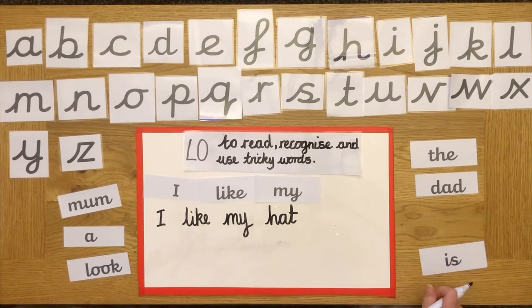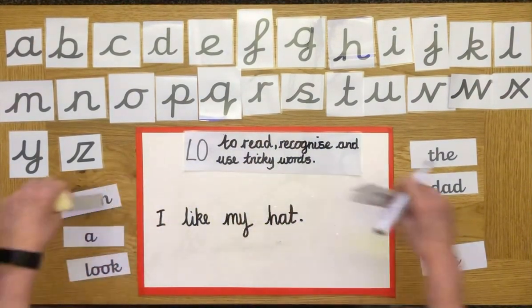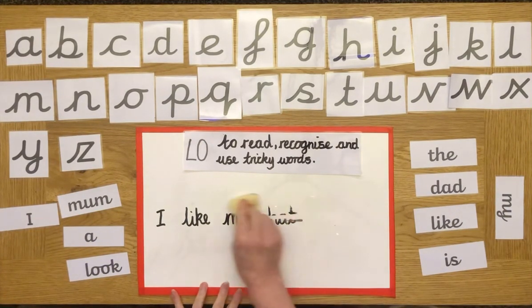Right, is that a finished sentence? Can you remember our sentence rules? A sentence must start with a capital letter. It must have finger spaces in between the words. And at the end, it must have a full stop. Well done. Fantastic. You wrote your first sentence using our keywords or our tricky words. Well done. Keep practicing.